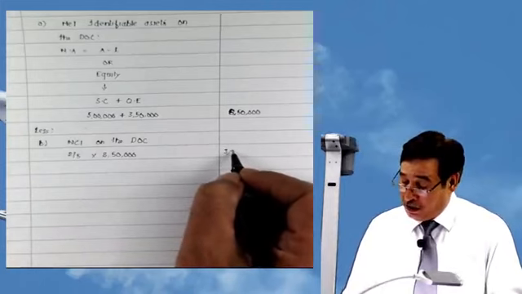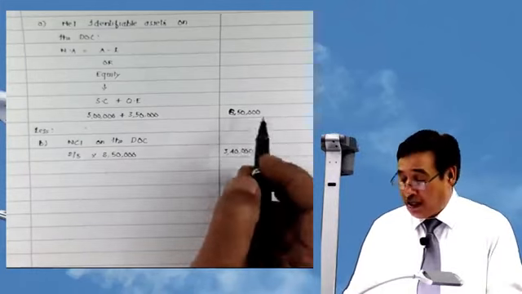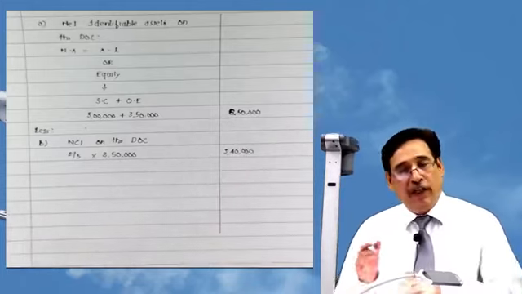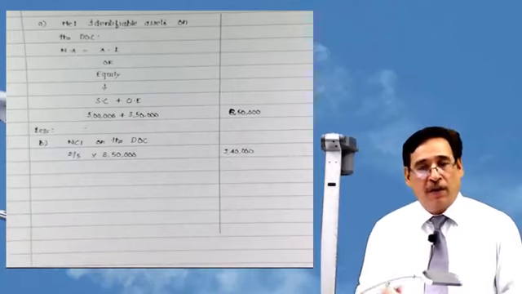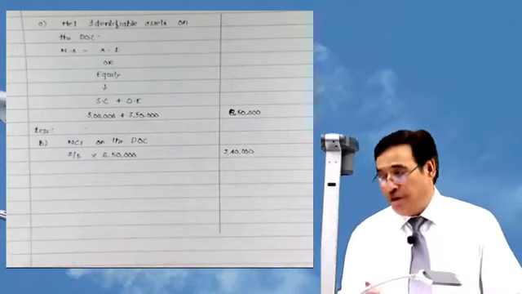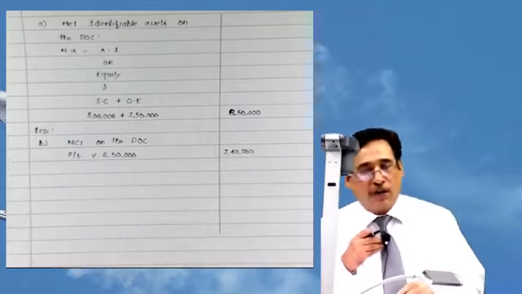Indirectly it means out of 8,50,000 worth of net assets, 3,40,000 belongs to non-controlling interest.